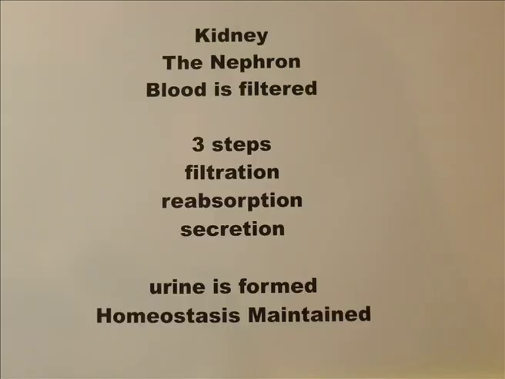Our kidneys filter all our blood around 20 times each day. The functional unit of the kidney is the nephron, and it is through a three-step process of filtration, reabsorption and secretion that the blood is filtered, homeostasis is maintained, and urine is formed.